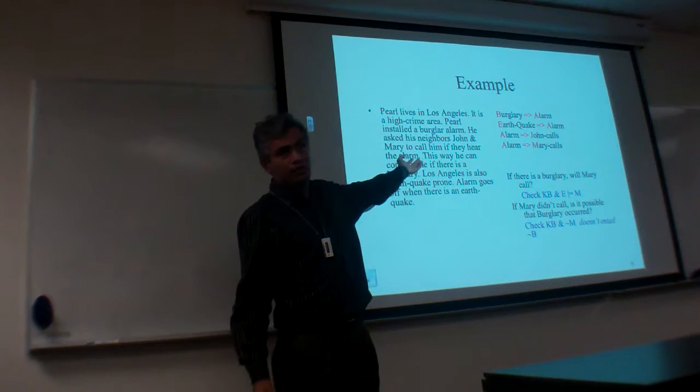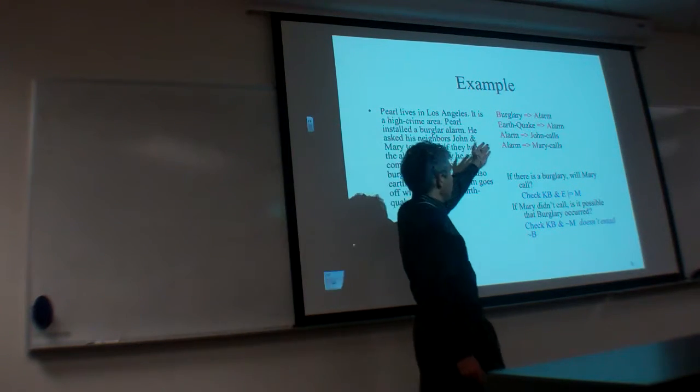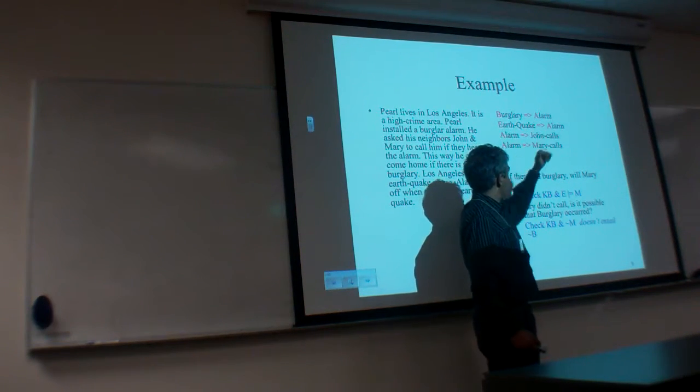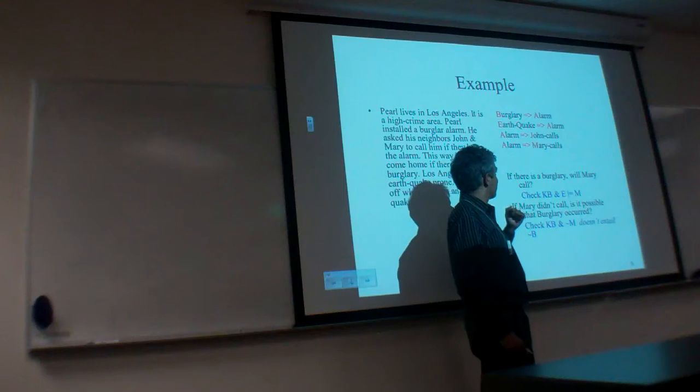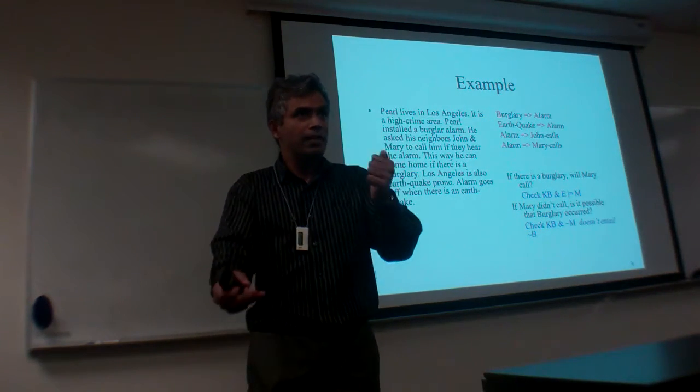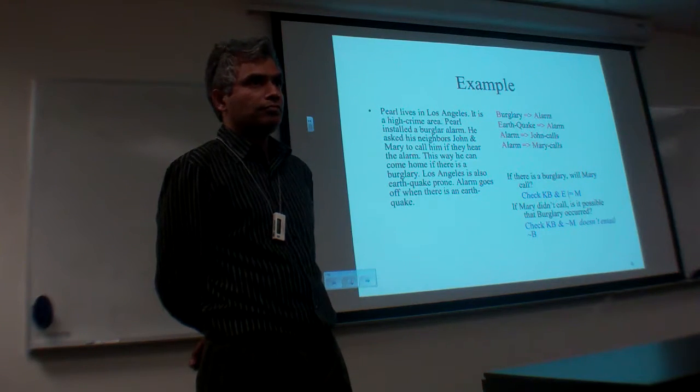So can I write this down? Of course. Burglary implies alarm. B implies A. These are my propositional symbols. Earthquake implies alarm. Alarm implies John calls. Alarm implies Mary calls. That's my theory right now.